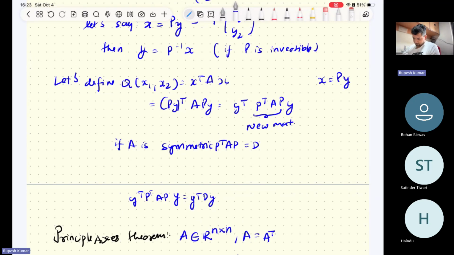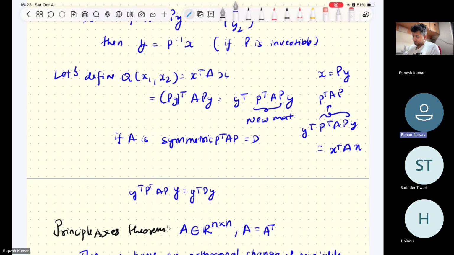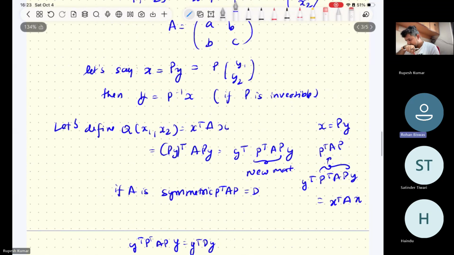Now what you do, you replace x by Py and you rearrange the terms. You will get y transpose P transpose APy equals x transpose Ax, right? Now just look at the central part, which is P transpose AP. Do you remember this? Yes, it's diagonalization. If we take P to be the eigenvectors, then it will make A diagonal, right?